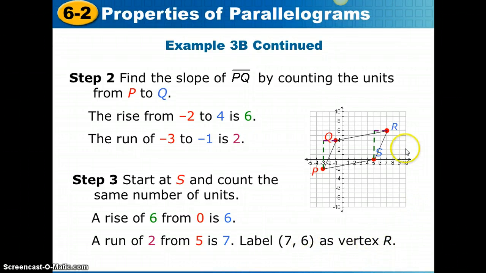And in order to verify, you would only need to check the slope of QR and PS. From Q to R, we would rise 2, run 1, 2, 3, 4, 5, 6, 7, 8. So that's a rise of 2, run of 8. That's a slope of 1/4. We would have the same slope for PS, rising 2, running 8. 2 over 8 is 1/4.